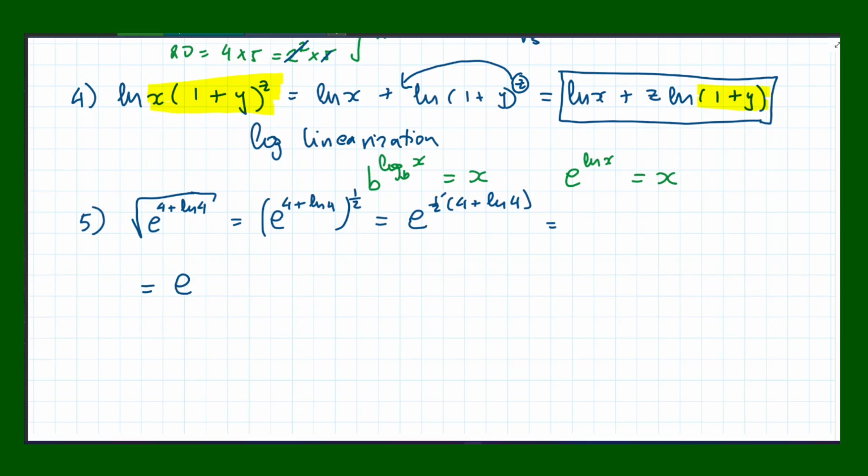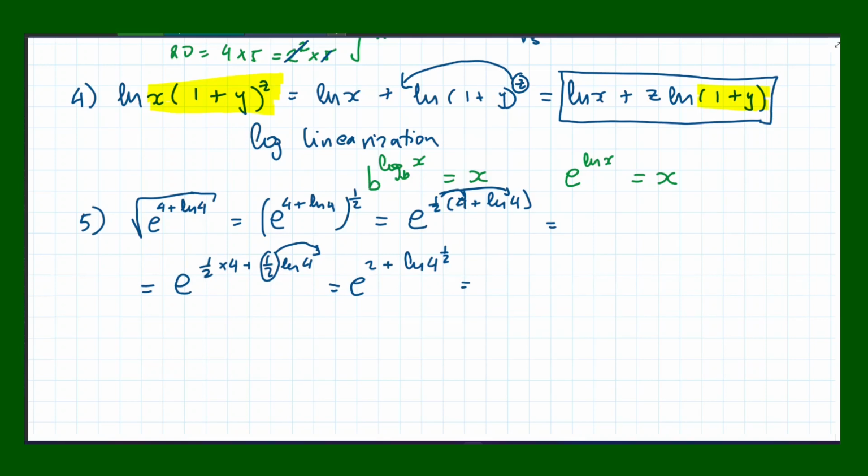E stays, so I'm going to multiply everything inside the bracket with the half. So I've got half times 4 plus a half times ln 4. Well, a half times 4 is just 2, plus a half can be brought up into the exponent, so that's going to be ln 4 to the half.